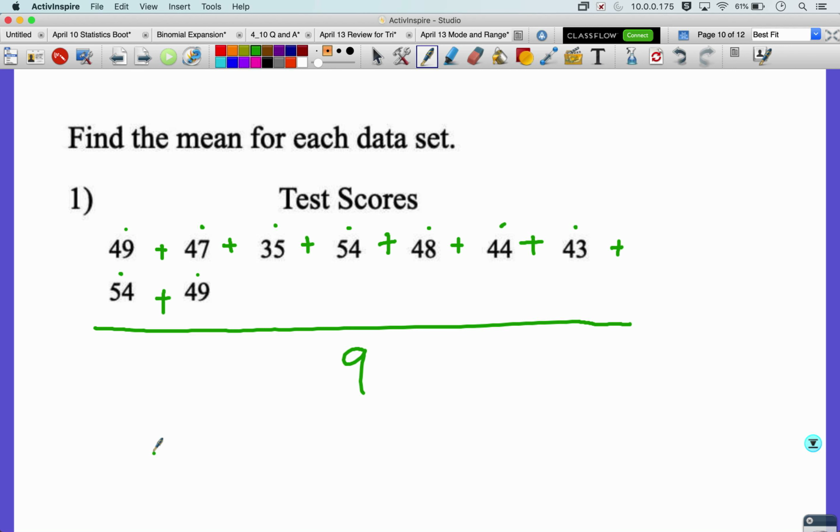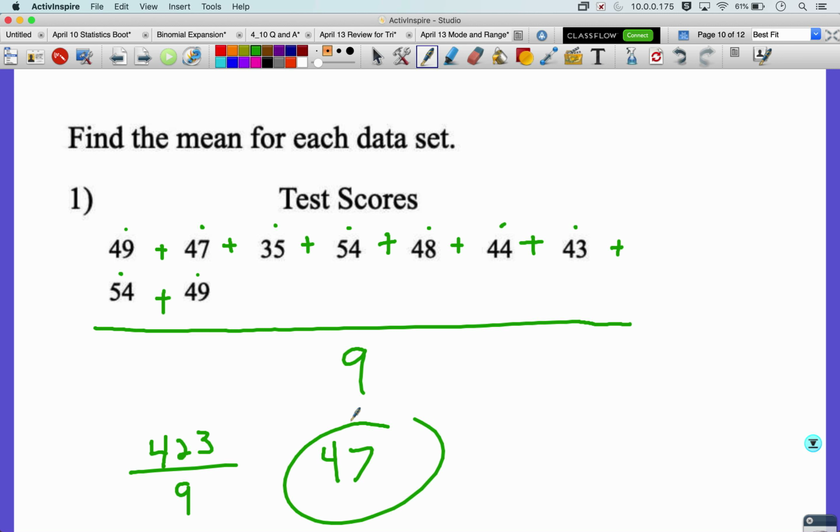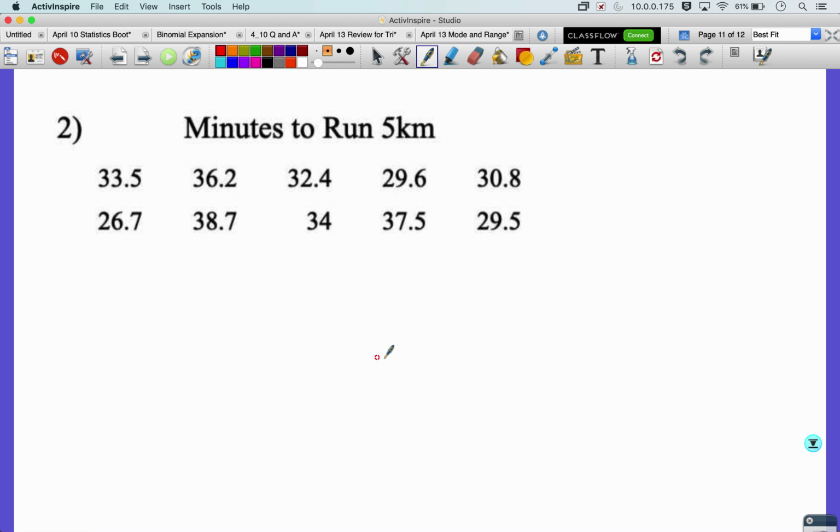All right, when I add it up on the top, I got 423. There's still this divided by 9 on the bottom, so I'm going to divide by 9, and I get 47 exactly as our mean. And you should check that number to make sure that it's within the range of this data, and 47 is in between a lot of these numbers. Also, it's included in the data set, which is another good sign. All right, notice I didn't have to organize from smallest to largest to find the mean.